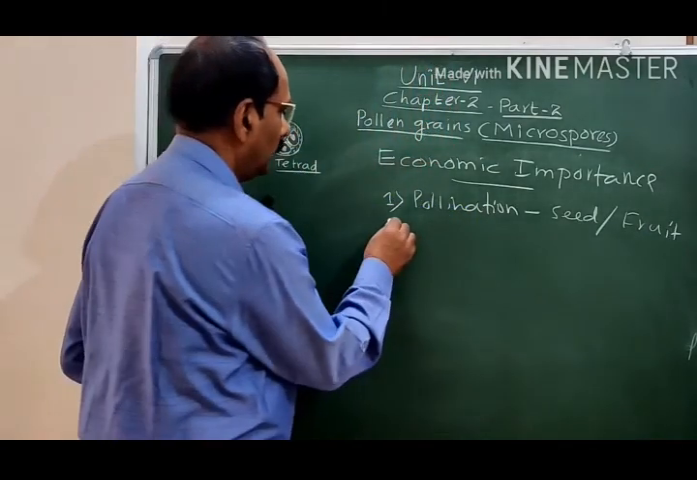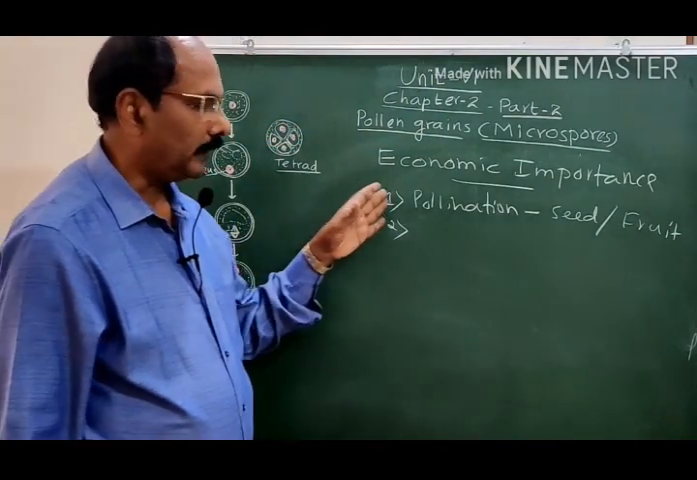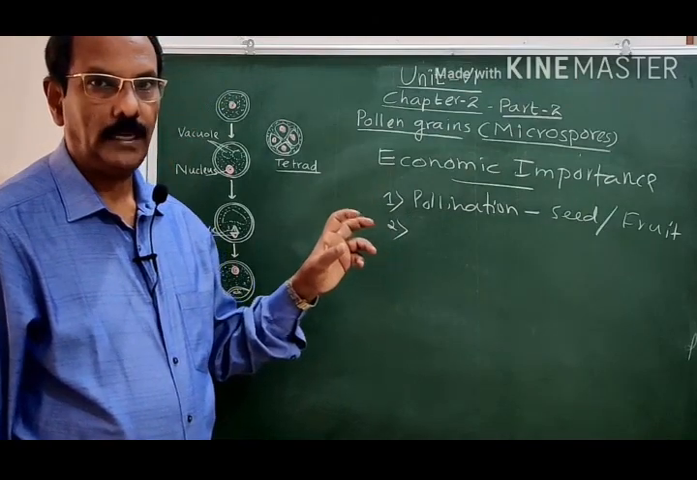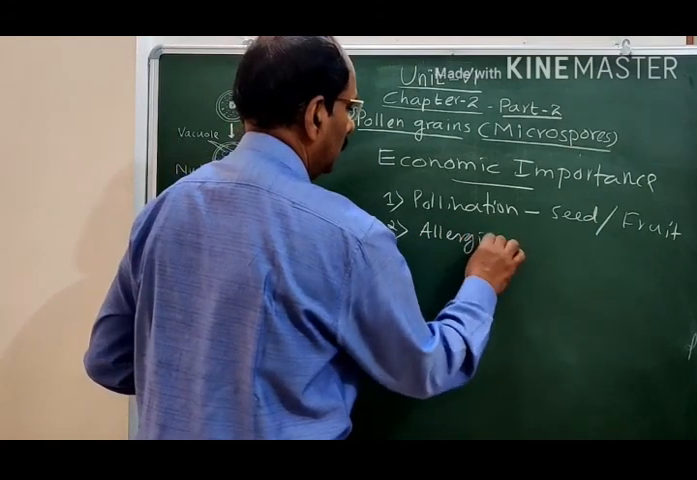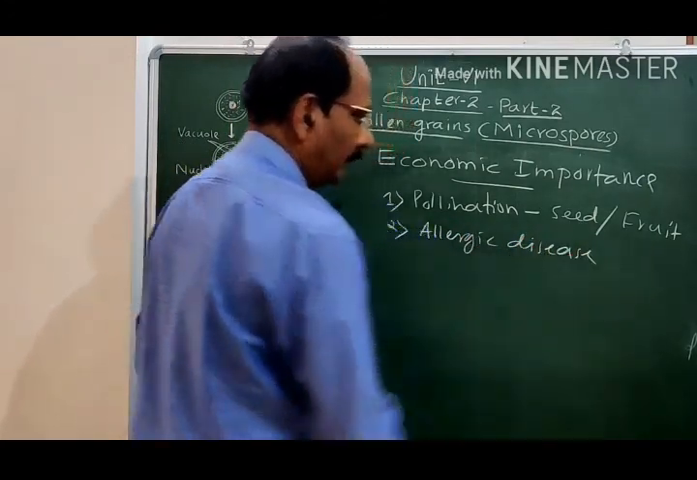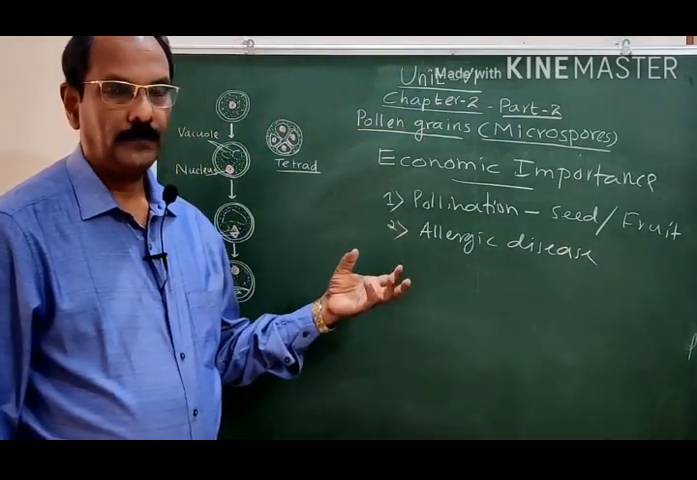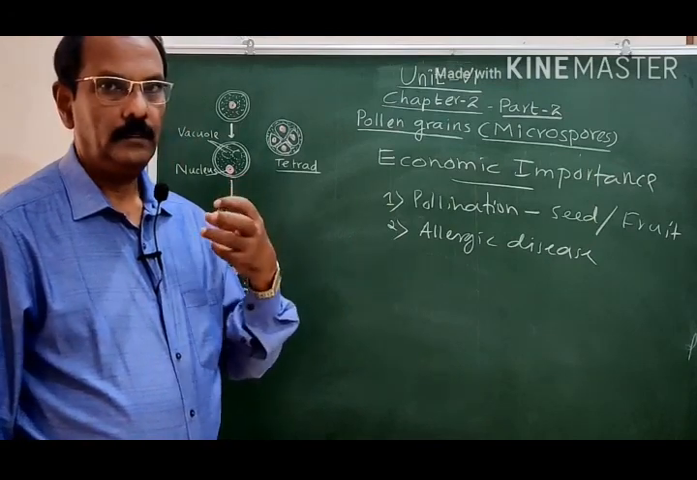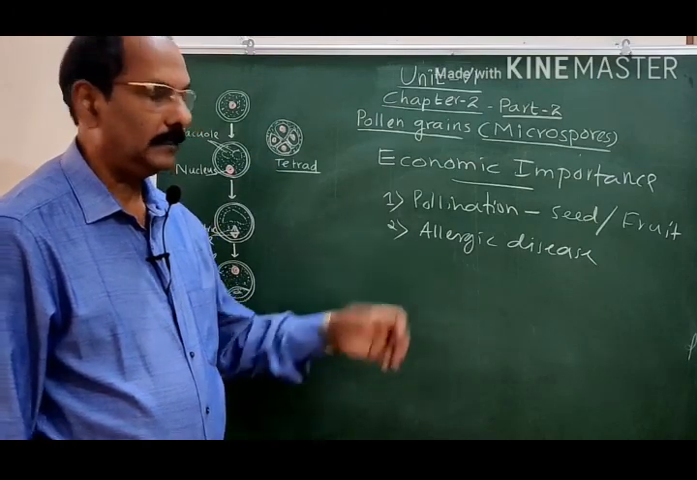Another economic importance is particularly related to human welfare. These pollen grains can be very dangerous because they cause some allergic diseases. Most pollen grains cause allergic diseases like asthma or respiratory problems. They are microscopic, and when they enter through the nose and the throat, or enter the trachea and then the lungs, they cause the allergic disease.